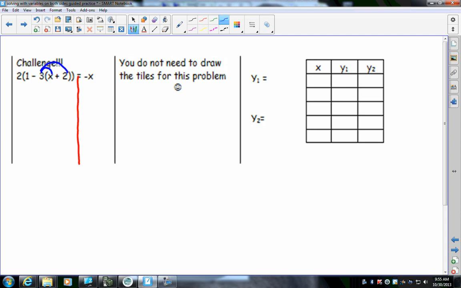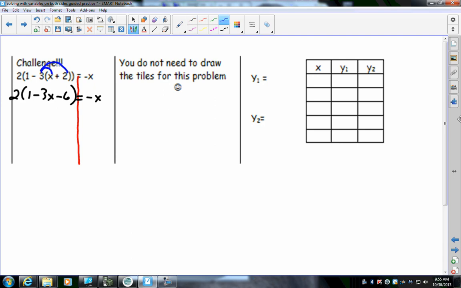I would draw my little arrows. I'm going to bring down the 2 and the 1 minus. Negative 3 times x, negative 3x. Negative 3 times 2, negative 6, equals negative x. So all I did was the parentheses right here inside.